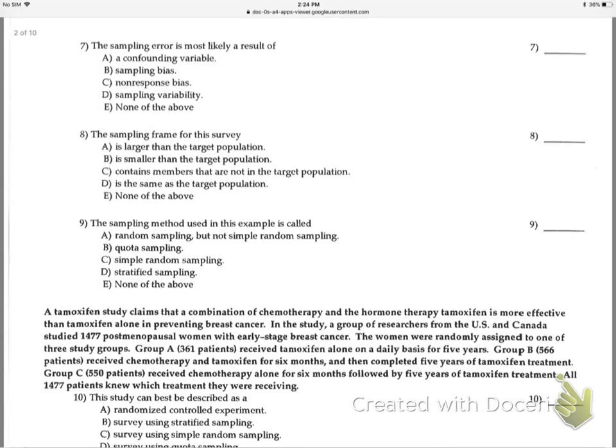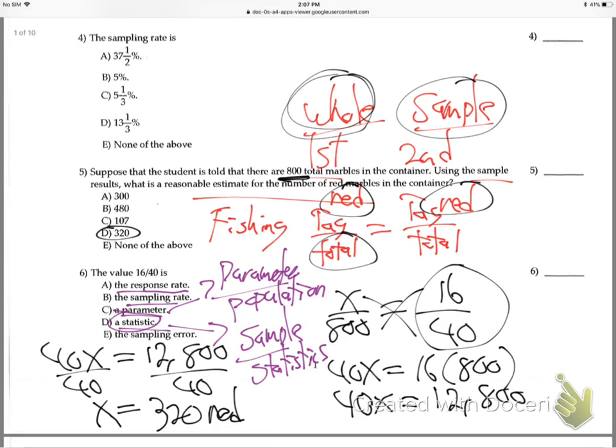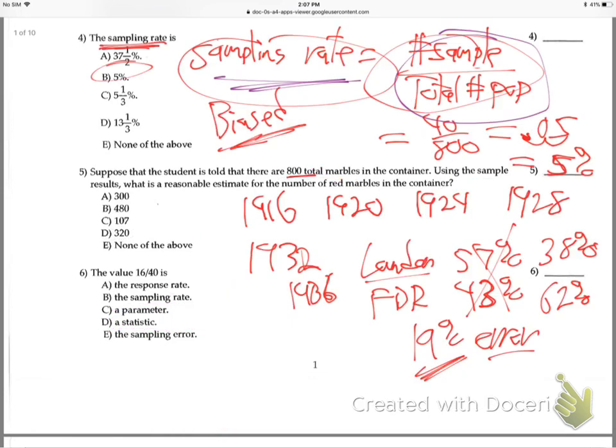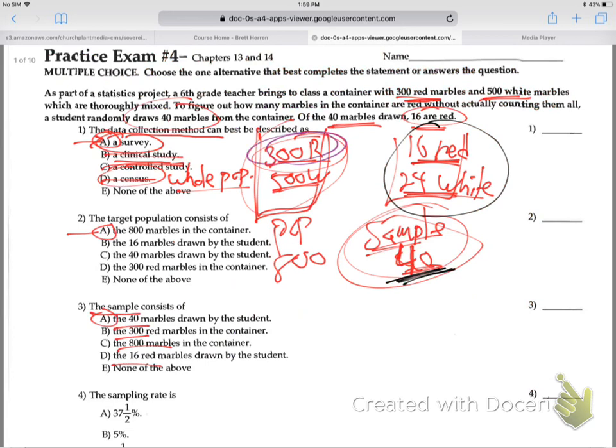All right, they say the sampling error is most likely the result of. What do they mean, sampling error? What was the error? Remember, when we grabbed our sample out, we just did that little fishing calculation. We predicted how many red would be in the bucket? 320. How many were actually in the bucket? Do you remember? 300. There's actually 300. So we're close, but we've got a little bit of an error.